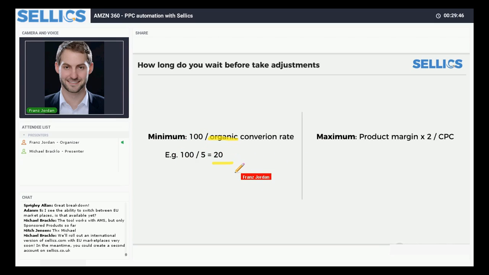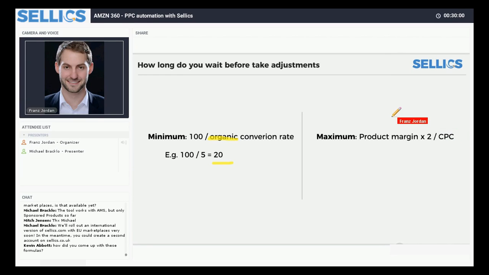So it's 100 divided by your conversion rate. Okay. Now the maximum, the upper limit that you should wait is product margin times 2 divided by the average CPC in this campaign. So product margin times 2, and we thought a lot about how to set those upper limits here. And you could argue here. So for the minimum, I think this is a very good indication.